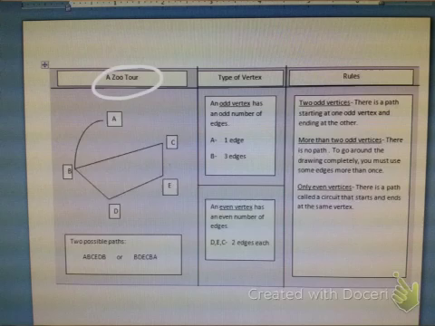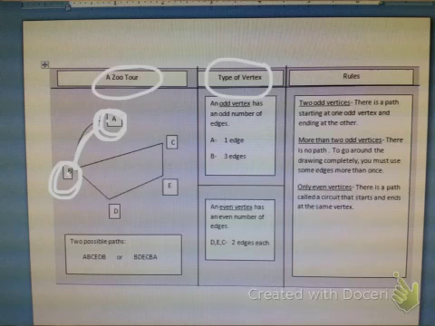Here we have the types of vertices: an odd vertex and an even vertex. We are talking about 2 odd vertices. So we have A and B as 2 odd vertices. There is a path starting at one odd vertex and ending at the other. In this diagram, we have that shown, because there is one odd vertex and another one, and there's a path between them.